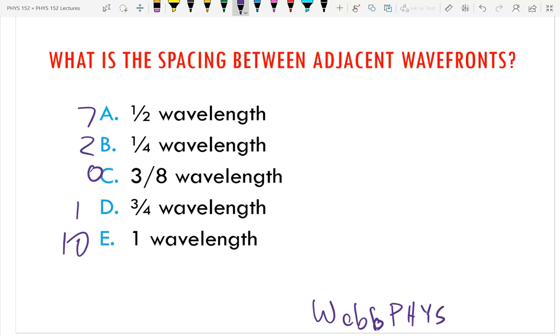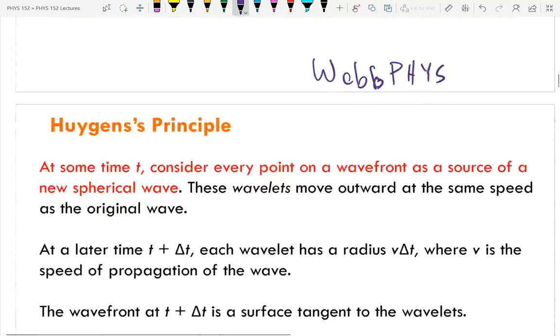Oddly enough, apparently I did not stop it. Somebody's still answering, changing their answer. One of the people that said a quarter wavelength changed it to one wavelength after. Not pointing any fingers, but one person was sitting here with this clicker like this. I don't know if it was you or not, honestly. Okay. He was trying. There would have been two people who changed their answer, but it didn't work for him. Okay. So the spacing between wavefronts is one wavelength.